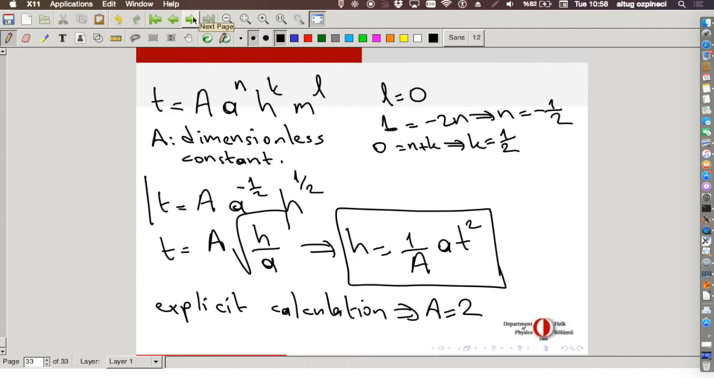A squared. No, it's just an unknown constant. Yeah, I mean, you should correct me if I make such mistakes.